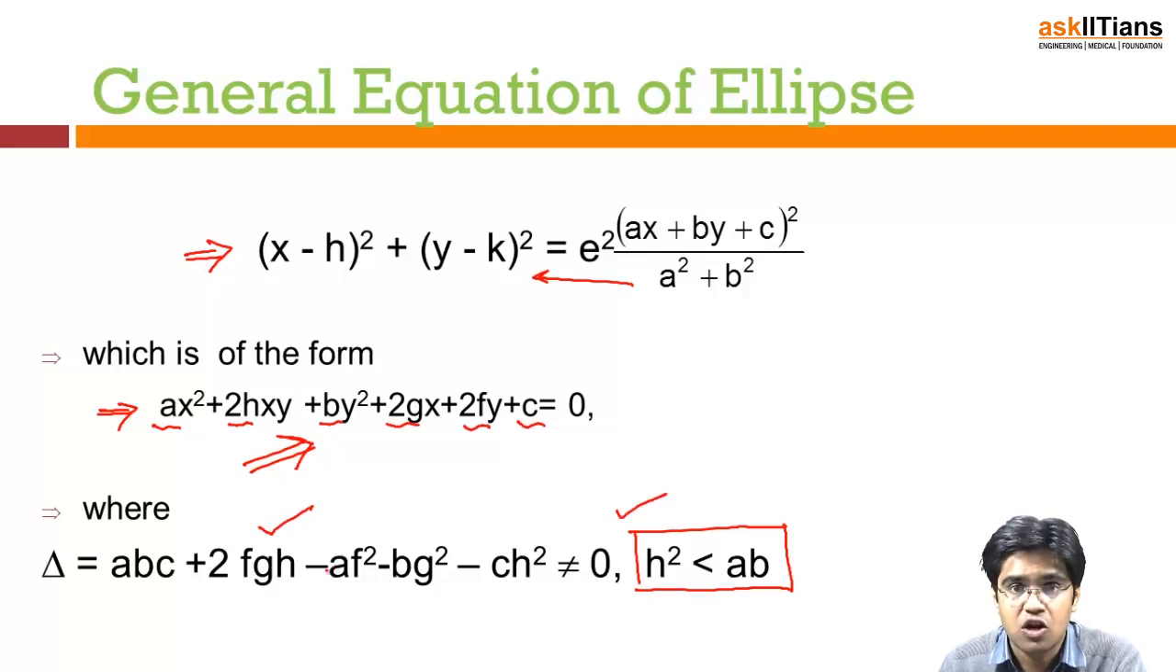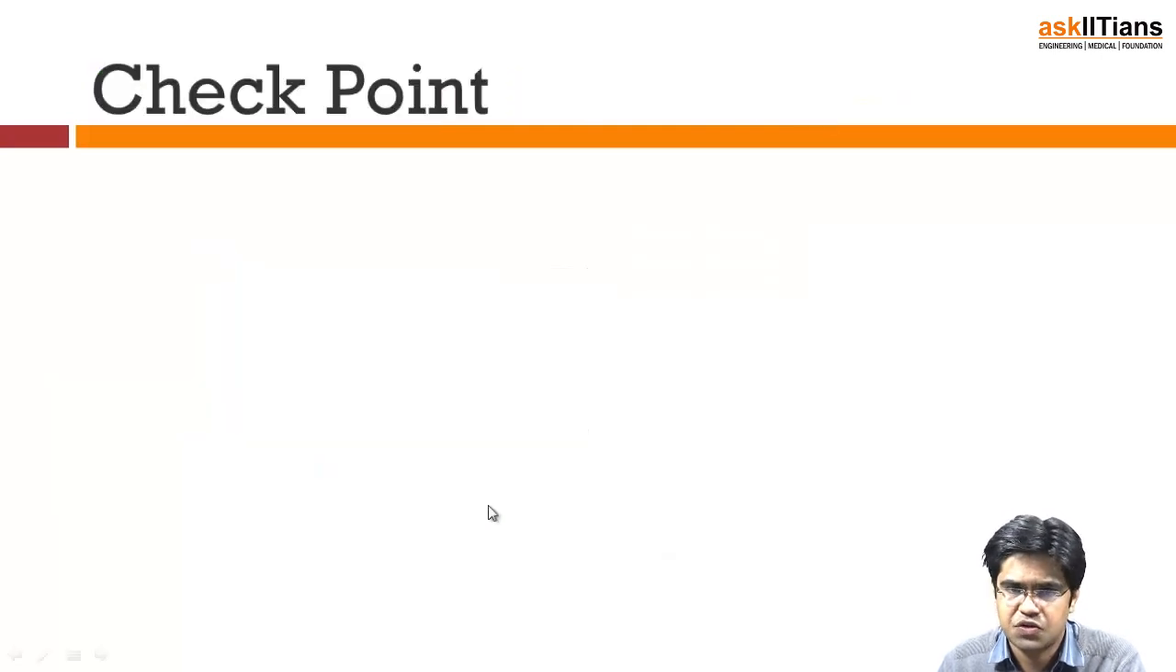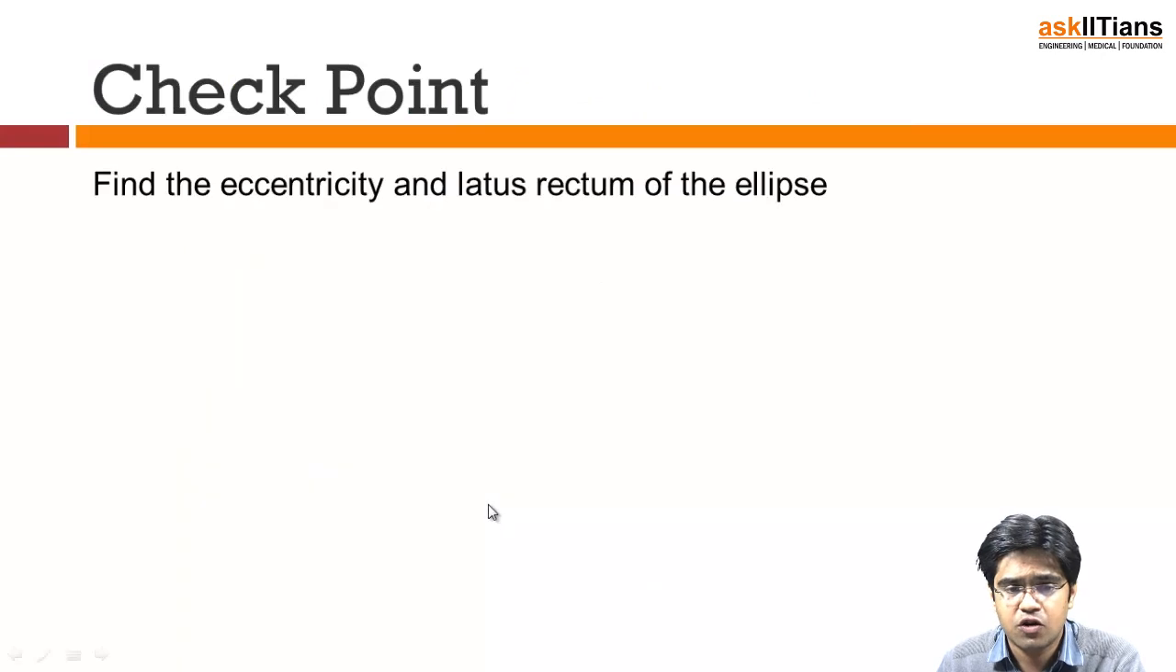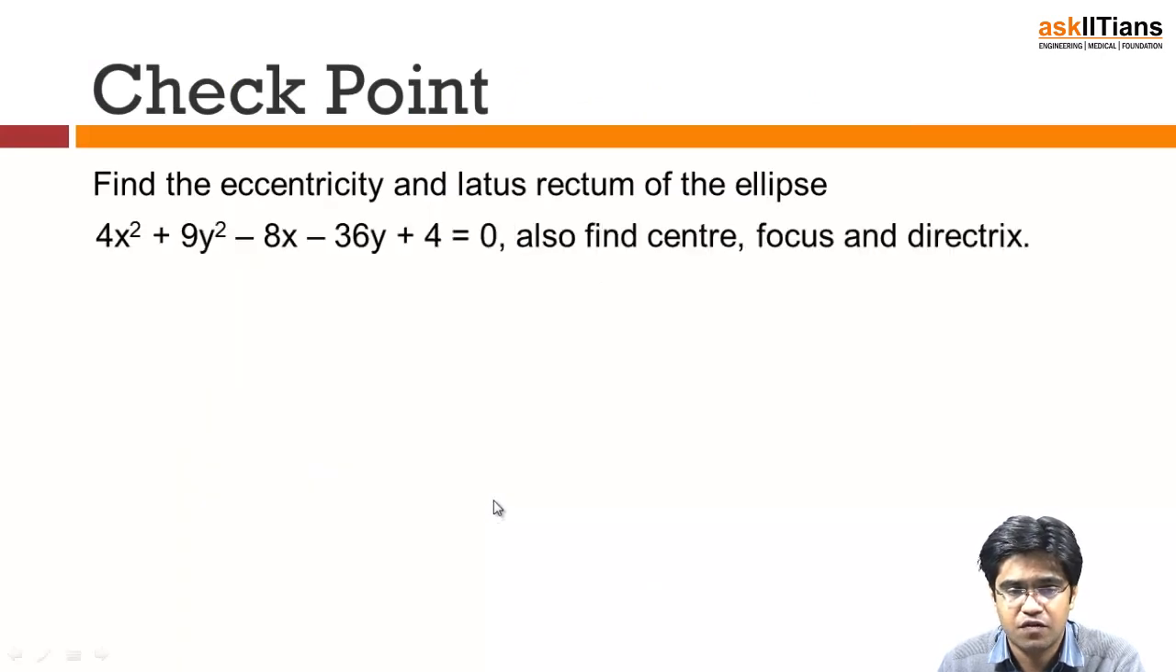So you need to find the value of del, and then compare the value of h squared with AB. Now let's take a question on this. We need to find the eccentricity and latus rectum of this ellipse, and also its center, focus and directrix. Now this is again a 2-degree equation.